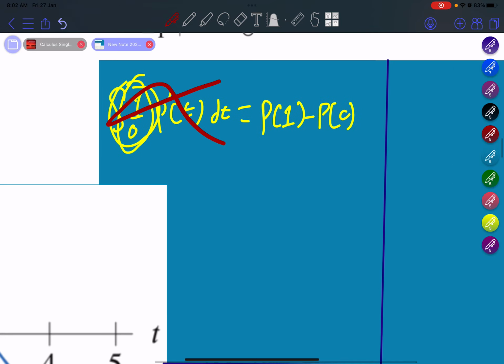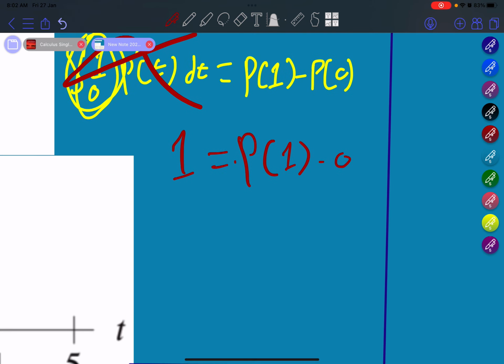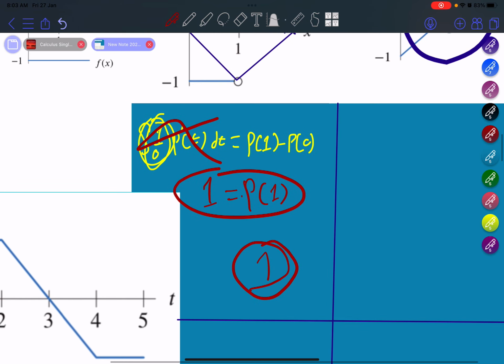So we can delete this whole thing and write 1 instead, which will equal p of 1 minus p of 0. And we know that p of 0 equals 0, hence anything minus 0 will be the same, so p of 1 will equal 1. So this is for the first.